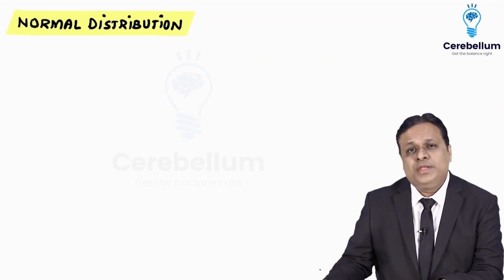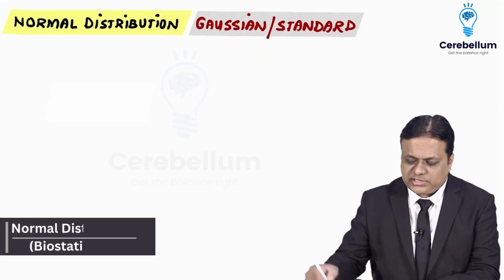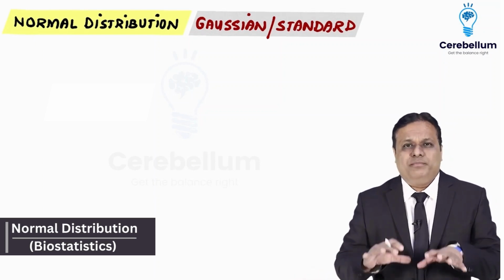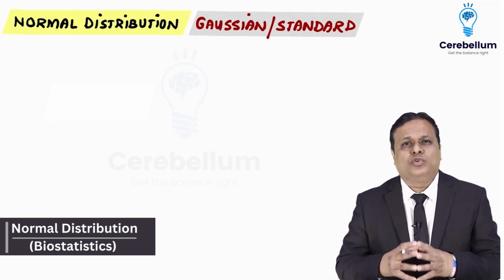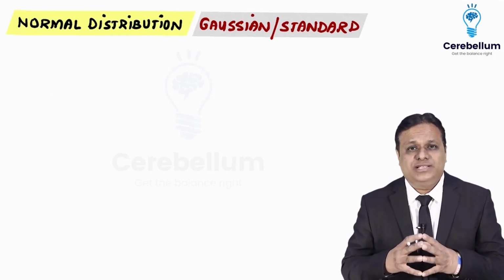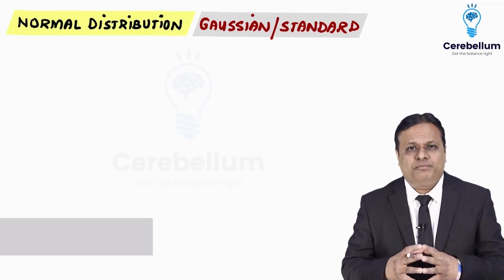Normal distribution. Normal distribution is also known as Gaussian or standard distribution. Friends, if you can remember 5 properties of normal distribution, each and every question you will be able to solve in the exam. So let us look at what are these 5 properties.